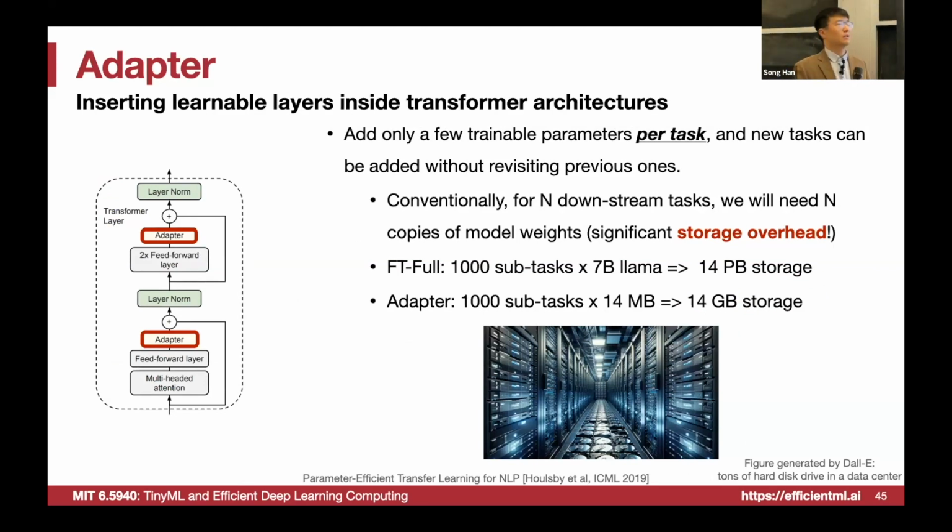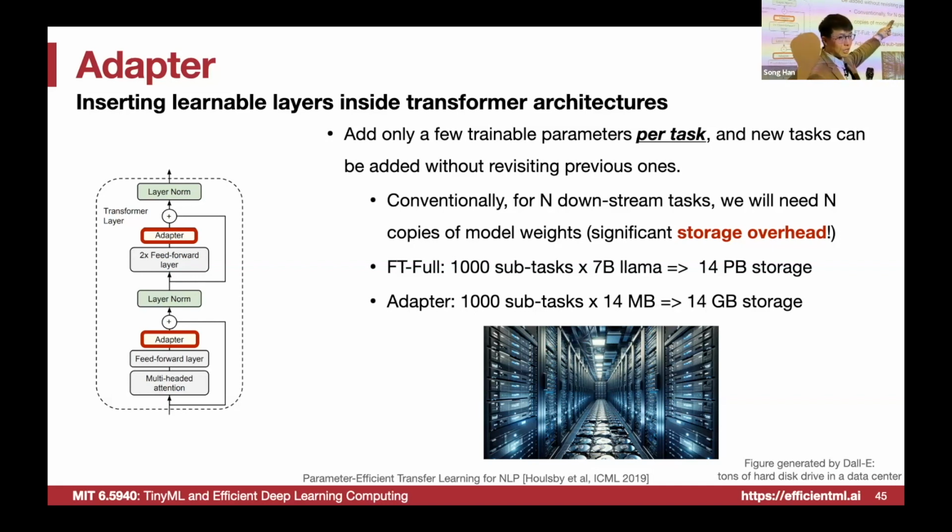Another technique is called adapter. It's another method for parameter efficient fine-tuning. We can inject a few layers, initialize them with the identity matrix, and then only fine-tune these adapters. Like inserting two adapters to only fine-tune the adapter for different tasks. So when you have two tasks, you can just have two adapters rather than two full copies of the model. So only a few trainable parameters per task. A new task can be added without revisiting previous ones.